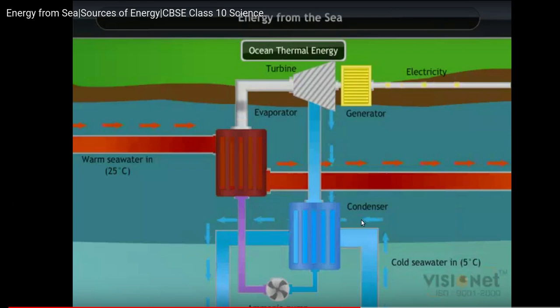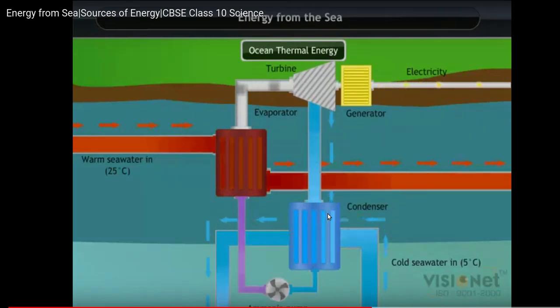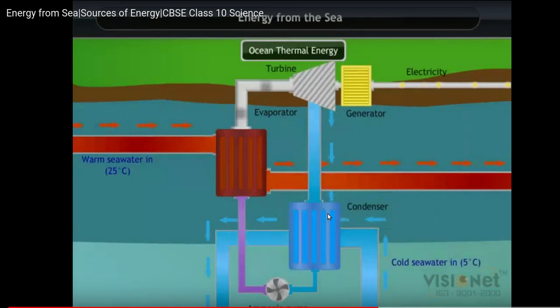So this temperature difference is what we use to generate ocean thermal energy. That is how we create ocean thermal energy, and from that temperature difference we create electricity, which is how we get electricity from ocean thermal energy, okay. This temperature difference is basically how we use the ocean thermal energy. So that's how we get our electricity.